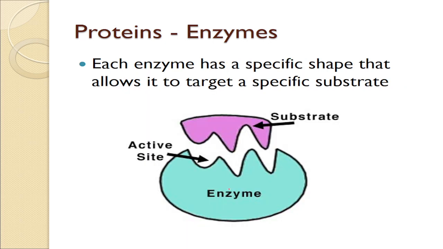Each enzyme has a specific shape that allows it to target a specific substance. So we have the substrate and the enzyme. The substrate is kung saan sila didikit. So lock and key. If they do not fit, the enzyme will not activate.